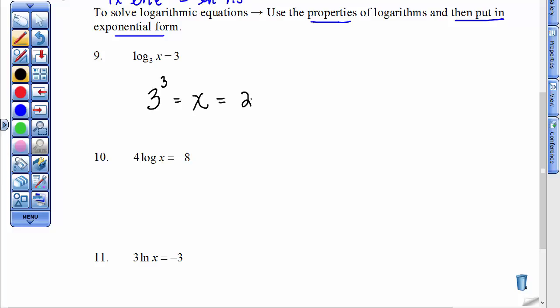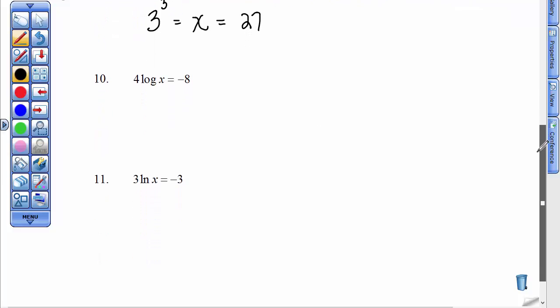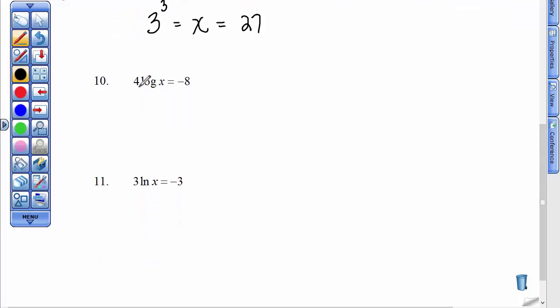You do need to tell me that 3 to the third power is 27. I'll caution you though. Don't be putting this in exponential form until you either raise this to the fourth power, but it's a lot easier to divide it out.